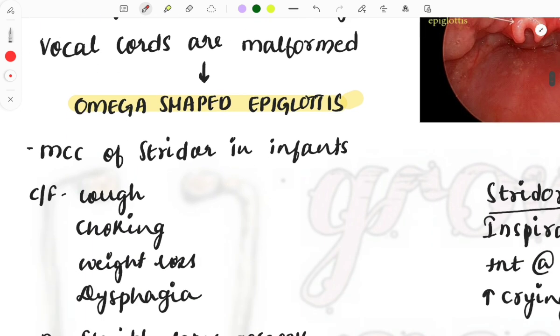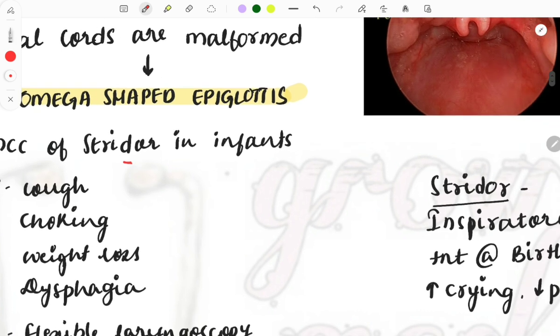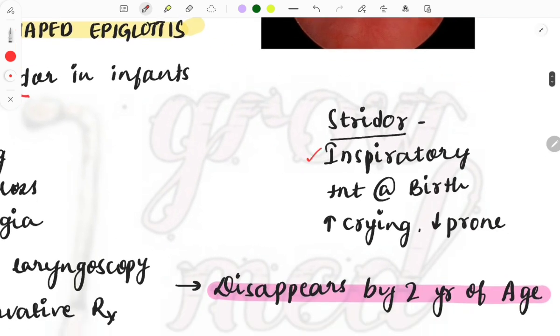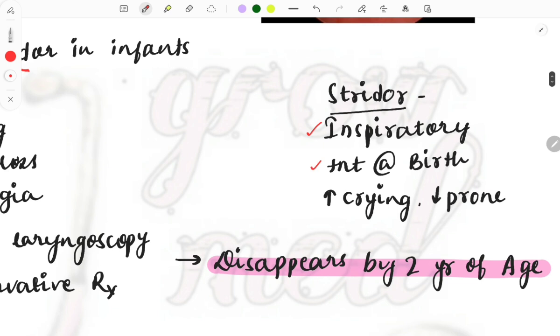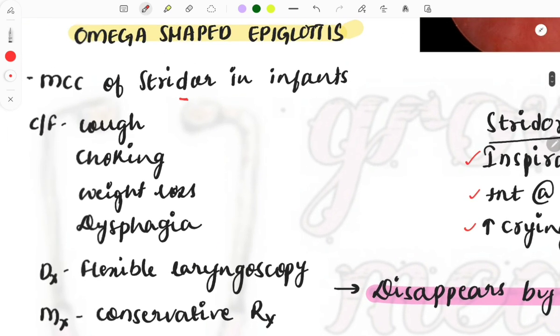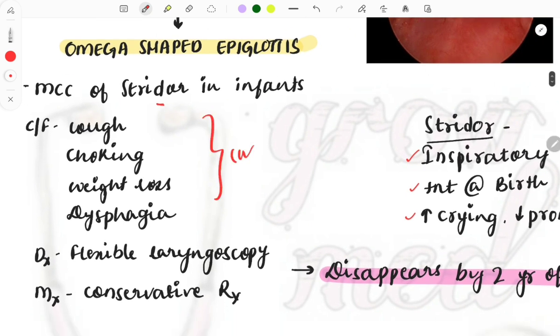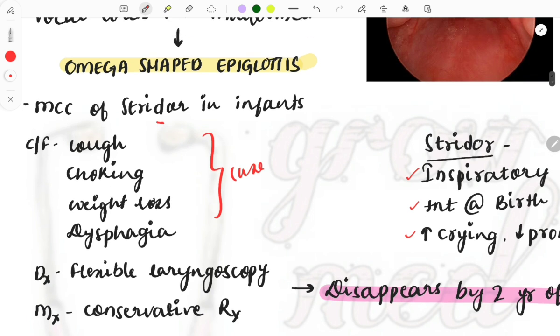It is the most common cause of stridor in infants, and the characteristic feature is inspiratory stridor, which is present from birth itself, increases on crying and decreases in the prone position. Clinical features will be described like cough, choking, weight loss, and dysphagia in the clinical case. Along with that, they can give some findings like stridor being present or an omega shaped epiglottis, or they can give an image to make the question look easier.